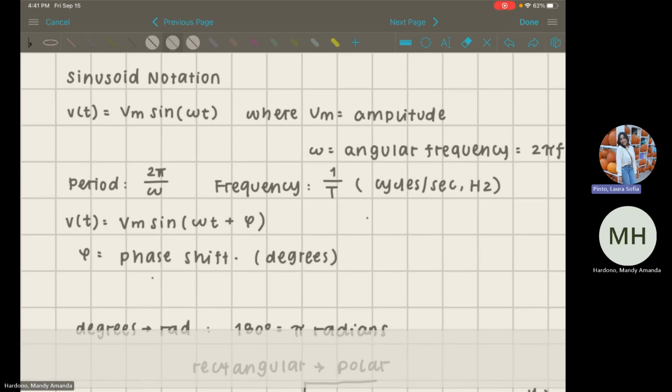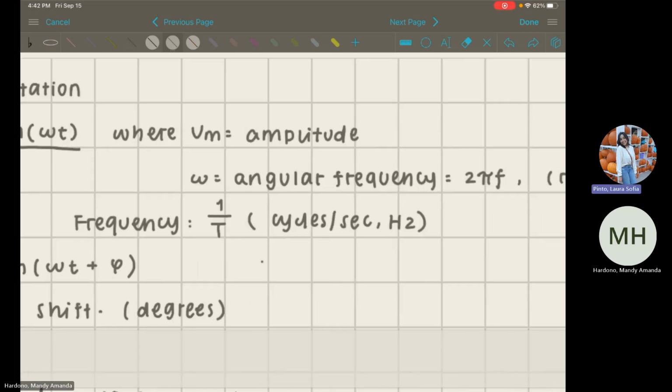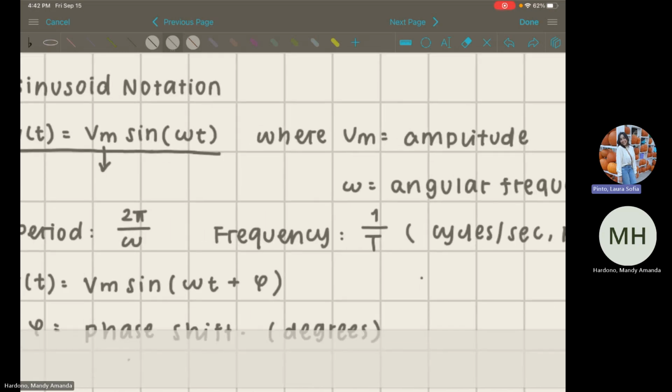So we've seen sinusoid notation in a lot of different problems, but now's the time to really dissect which part means what. We have a voltage signal here, V(t), and we're breaking it down into its parts. Who knows what this part is called? The Vm. Right, that's the amplitude.